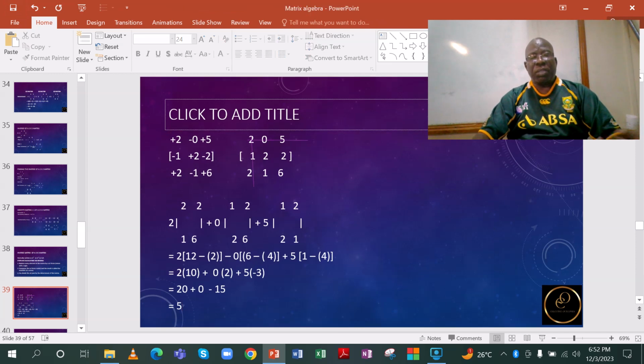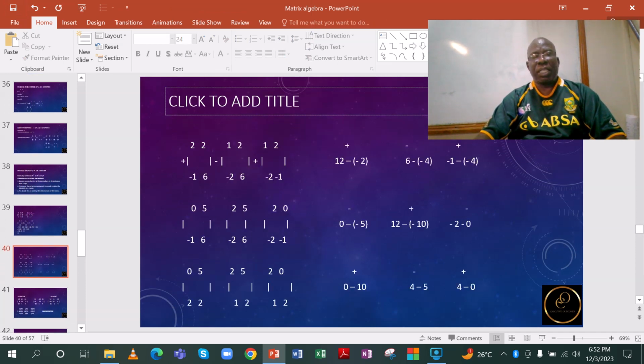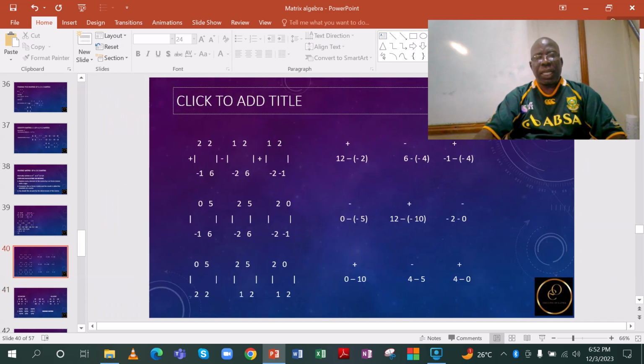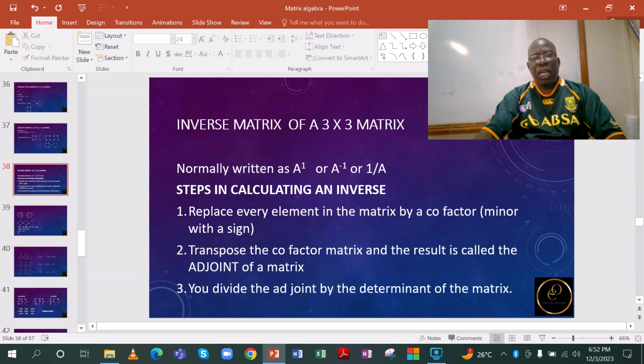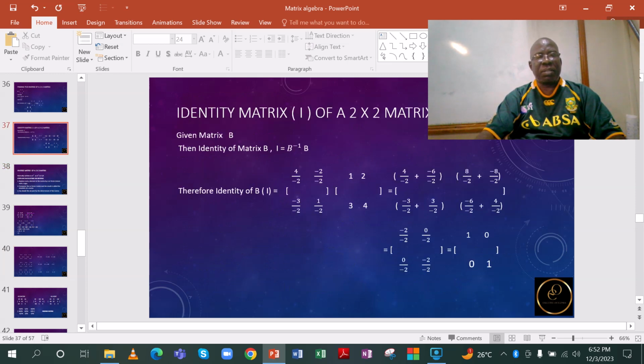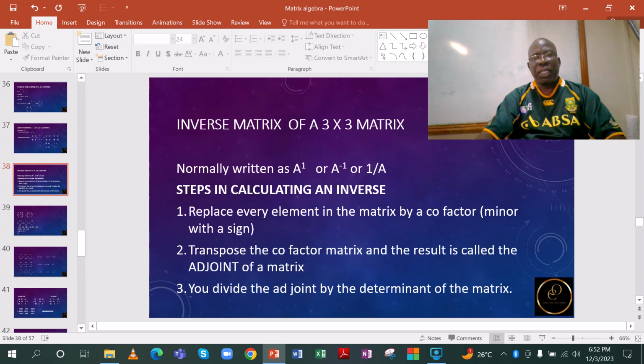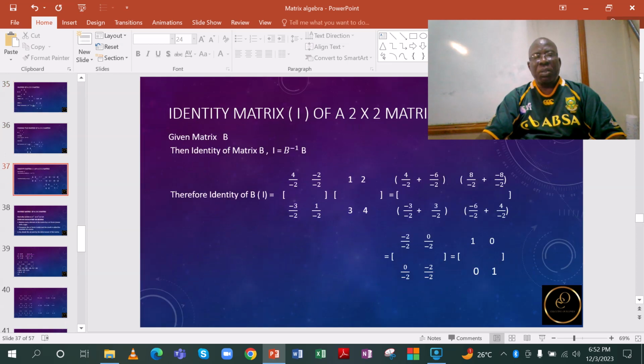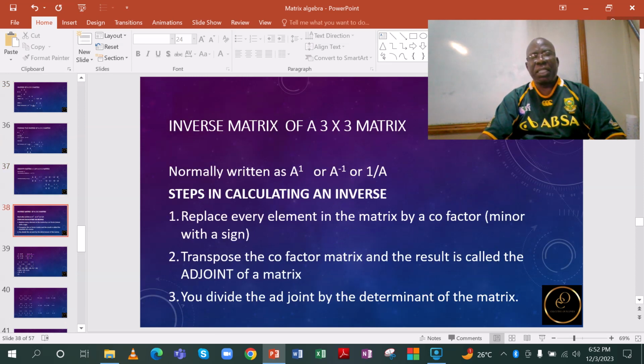Okay, so I've shown you how to calculate the determinant of the 3 by 3 matrix using this particular method. Now what I want to show you is how we calculate the inverse of a 3 by 3 matrix. We have just looked at how to determine the determinant of a 3 by 3 matrix. We want to know how to determine the inverse of a 3 by 3 matrix.